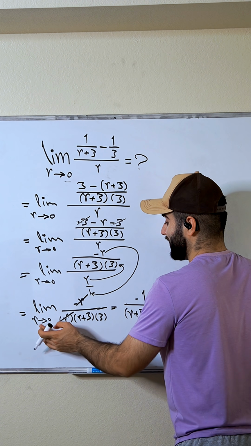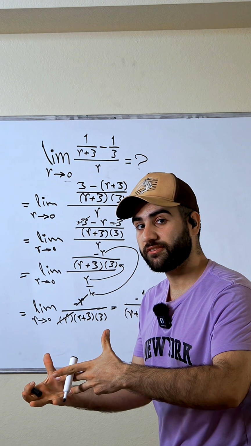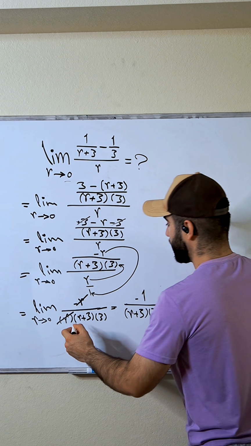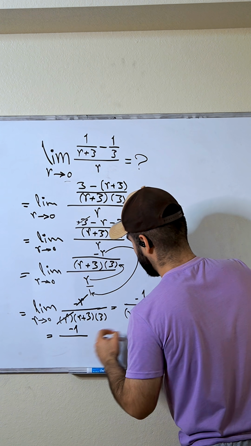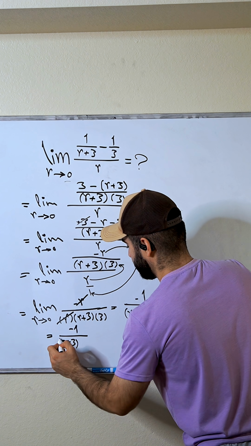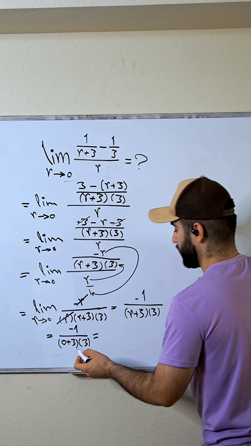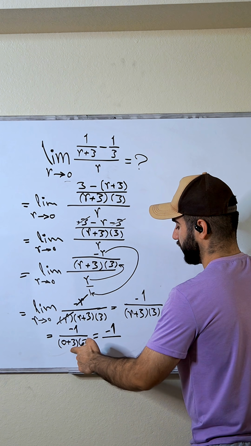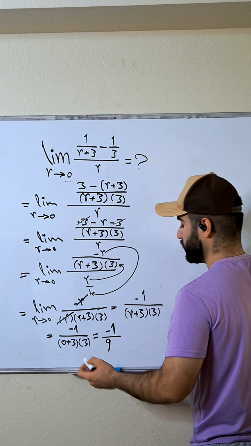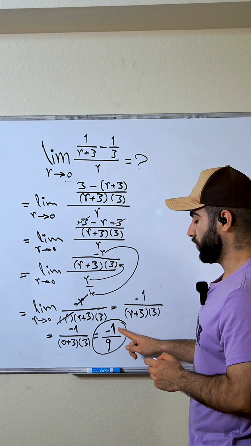So the value I get for r is 0. Now I'm going to plug in the value and see what will happen. So when I plug in the value, negative 1 over 0 plus 3 times 3. So negative 1 here, 0 plus 3 is 3, and 3 times 3 is 9. So my final answer is negative 1 over 9.